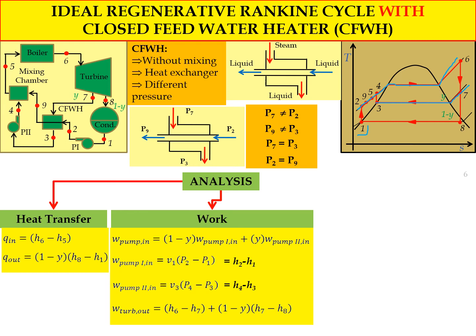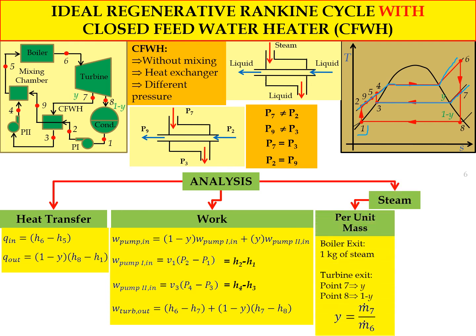The work from pump 1 is equal to v, which is the specific volume at state 1, times (pressure 2 minus pressure 1), and it is also equal to H2 minus H1. The work from pump 2 is equal to the specific volume at state 3 times (pressure 4 minus pressure 3), and it is also equal to H4 minus H3. And the work by the turbine out is equal to (H6 minus H7) plus (1 minus Y) times (H7 minus H8).